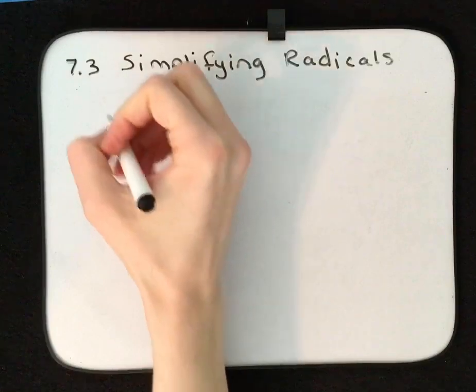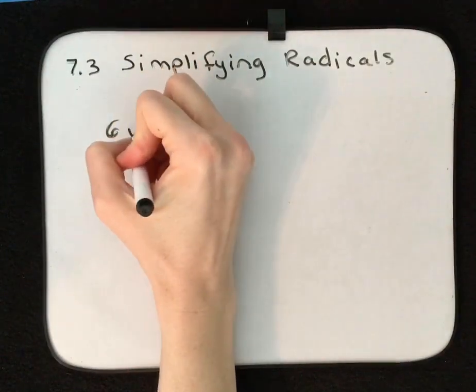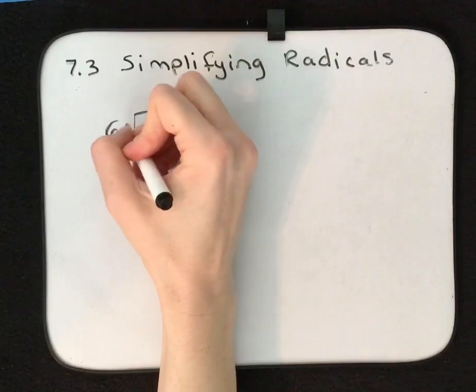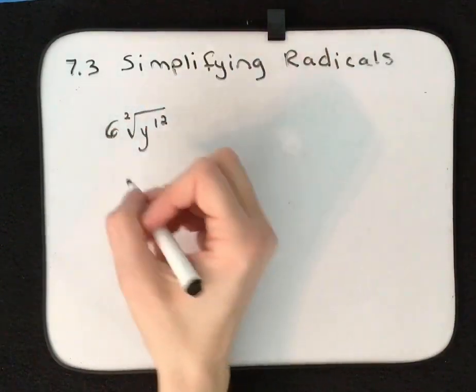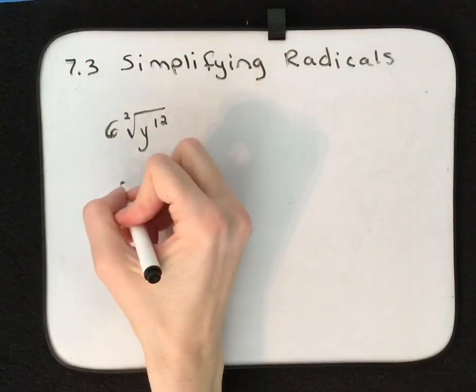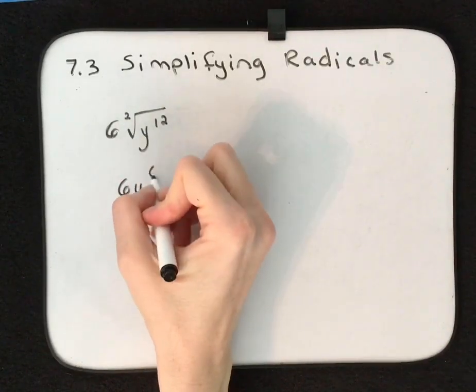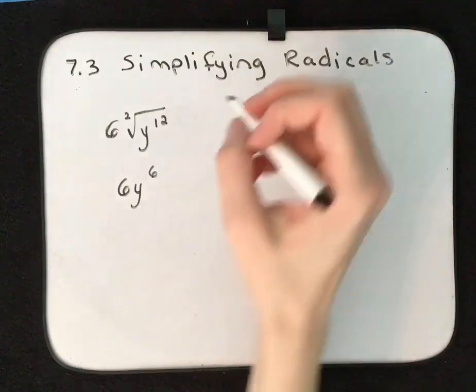I have 6 times the square root of y to the 12th. There's no number here, so it's an understood 2. 6 is already outside, so nothing to worry about there. 12 divided by 2 gives us 6, so y to the 6th.